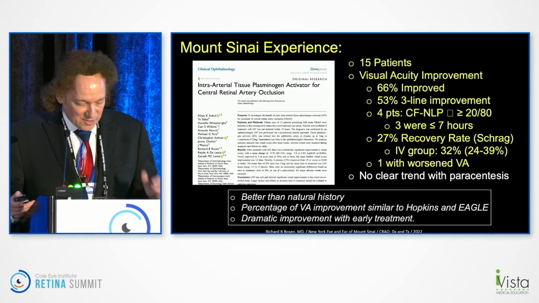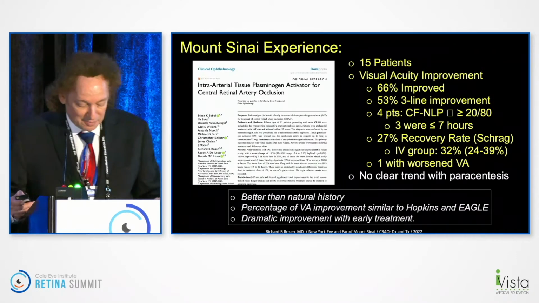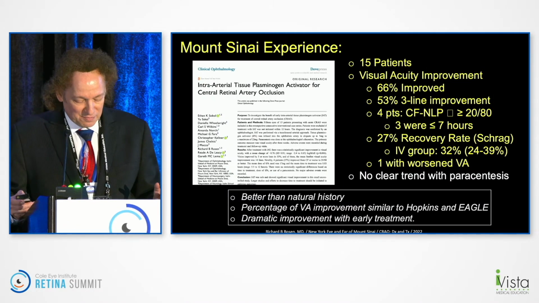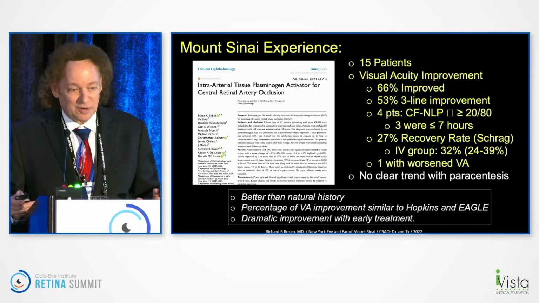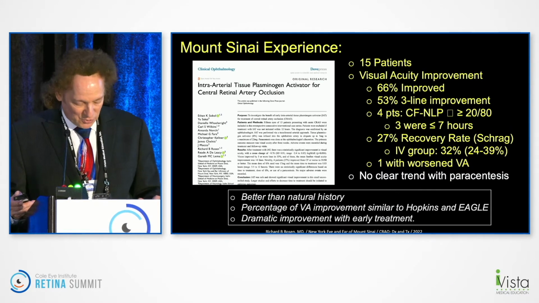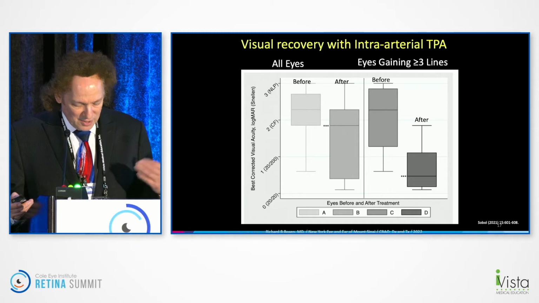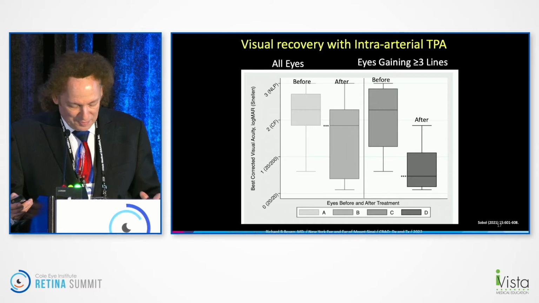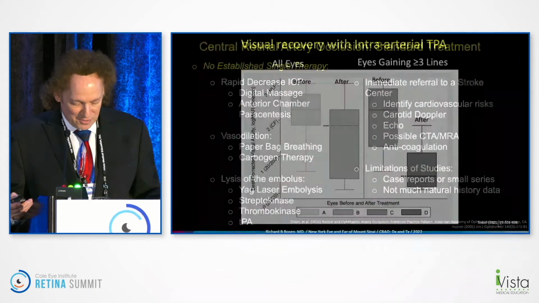not that striking. This is actually a retrospective paper that was done from the stroke team. We did with the stroke team here at Mount Sinai, and they looked at 15 patients that they had treated, and about 2/3 of these patients actually showed significant improvement, but more than half had 3 lines, and there was a pretty good indication that this was much better than the natural history. Recovery went, some of them came back to 20/20, and most of them had better than 3 lines of improvement.